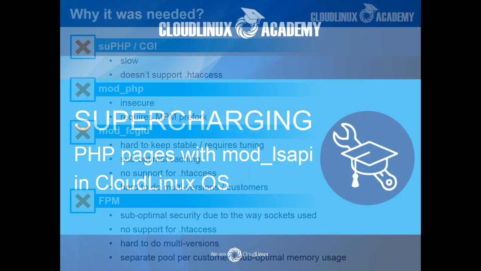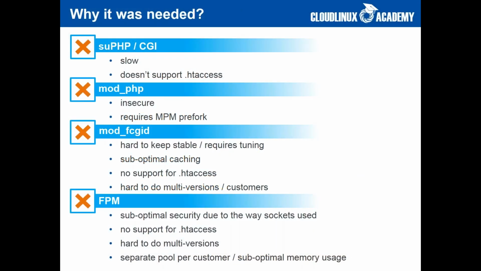Let's start. Why Mod LSAPI was needed? Existing PHP handlers and mods are slow, unsafe, or uncomfortable in use. SuPHP is slow, as every new request requires forking new thread. Mod PHP is insecure and requires npm prefork mod. It works as Apache user and requires RUID2 module to switch to user permissions.